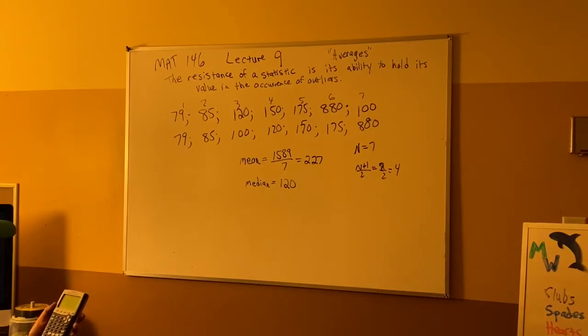And it now highlights the calc option to calculate some values. And I want to do number 1, one variable statistics. So I'm going to hit enter. It says name your list.